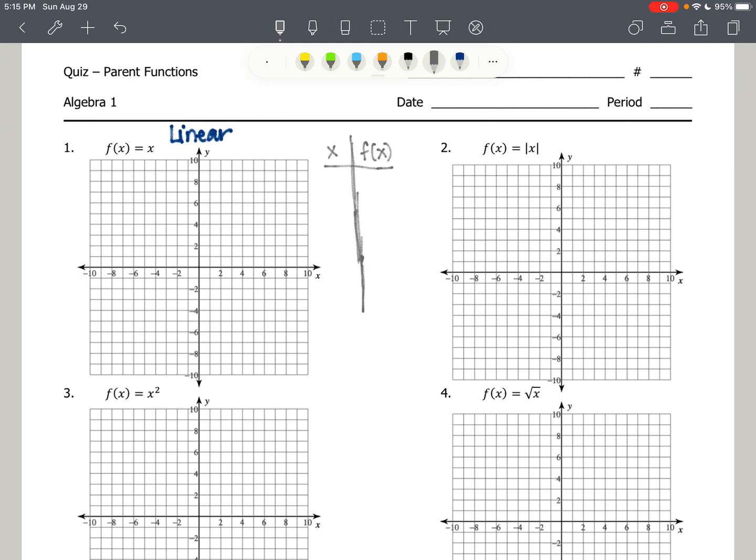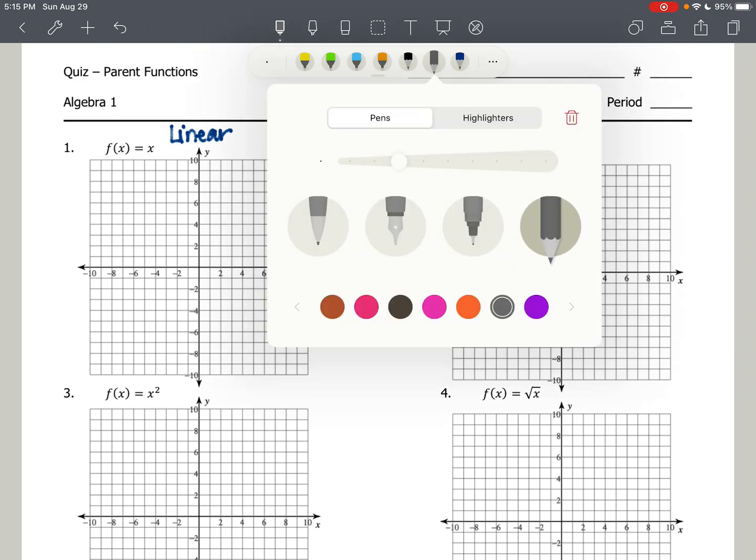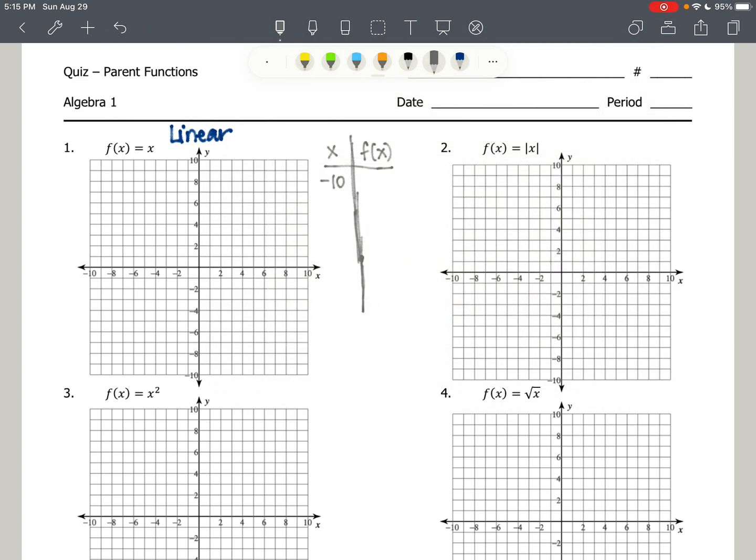So if I put a negative 10 in for x, and the reason I say negative 10 is because I have negative 10 all the way to the left and positive 10 all the way to the right, then f of negative 10 is negative 10. When I put a negative 9 in, I get a negative 9 out.